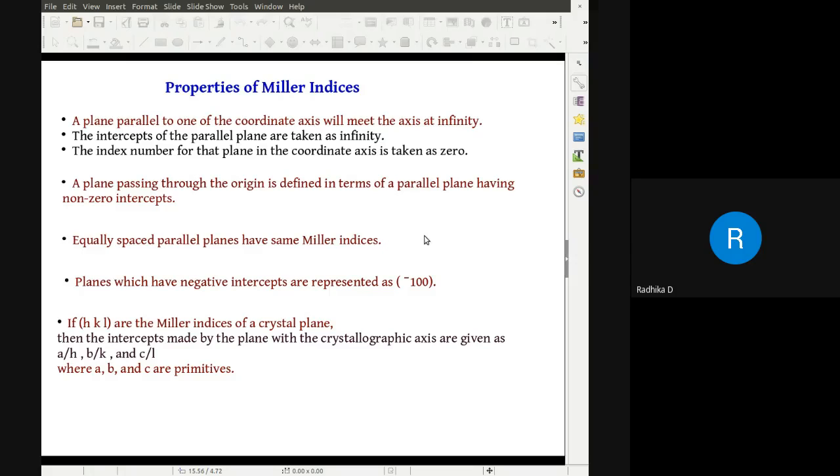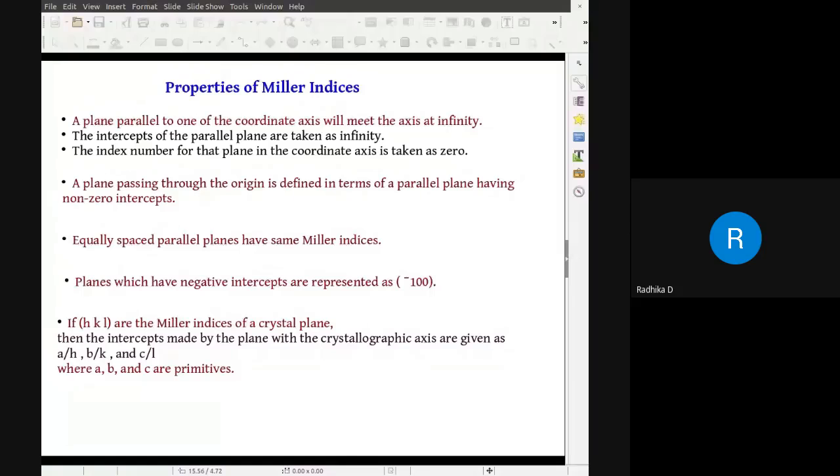Now, another important point. Equally spaced parallel planes have the same Miller indices. Suppose I have something like 1, 0, 0. That means a plane which has an intercept on the x-axis. On the y-axis and z-axis it doesn't have an intercept; it is meeting at infinity. Okay. 1, 0, 0 is a plane. 2, 0, 0 another plane. 3, 0, 0 another plane.